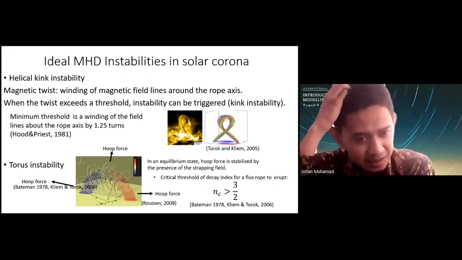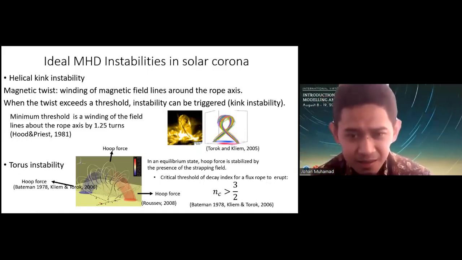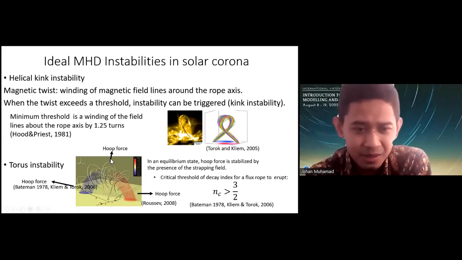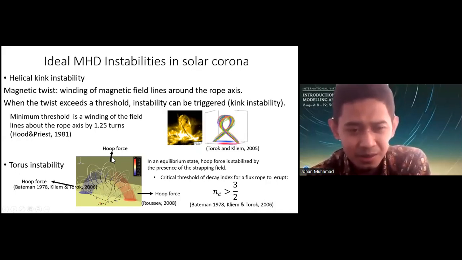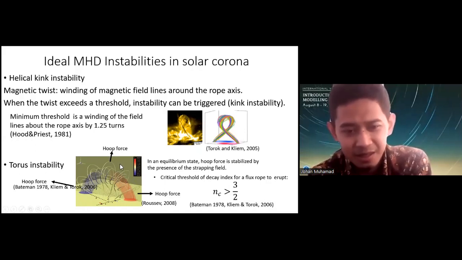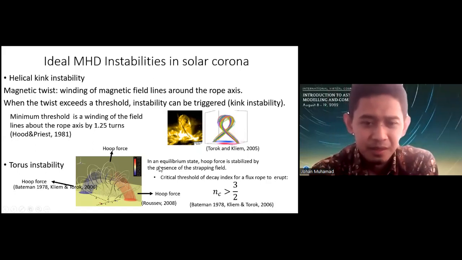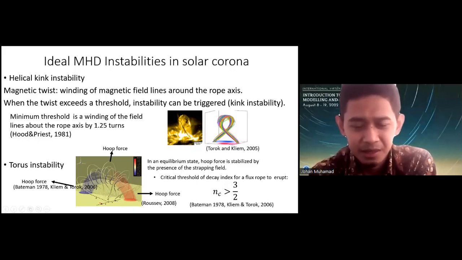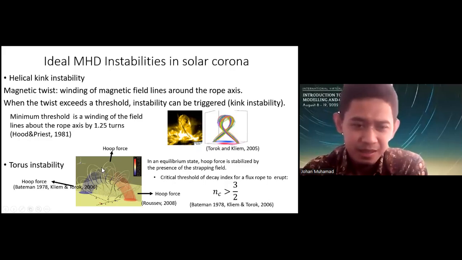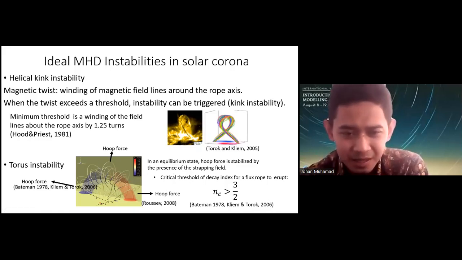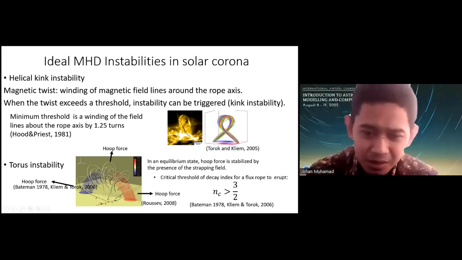If you have an electric ring current, it will be unstable because of the Lorentz force. It will have a hoop force that always tries to make this ring current expand outward. So we need a strapping field which confines this magnetic flux tube and the plasma within it to be stable. In an equilibrium state, the hoop force is stabilized by the strapping field. But if the strapping field becomes weaker too fast, then it will come to the critical threshold.